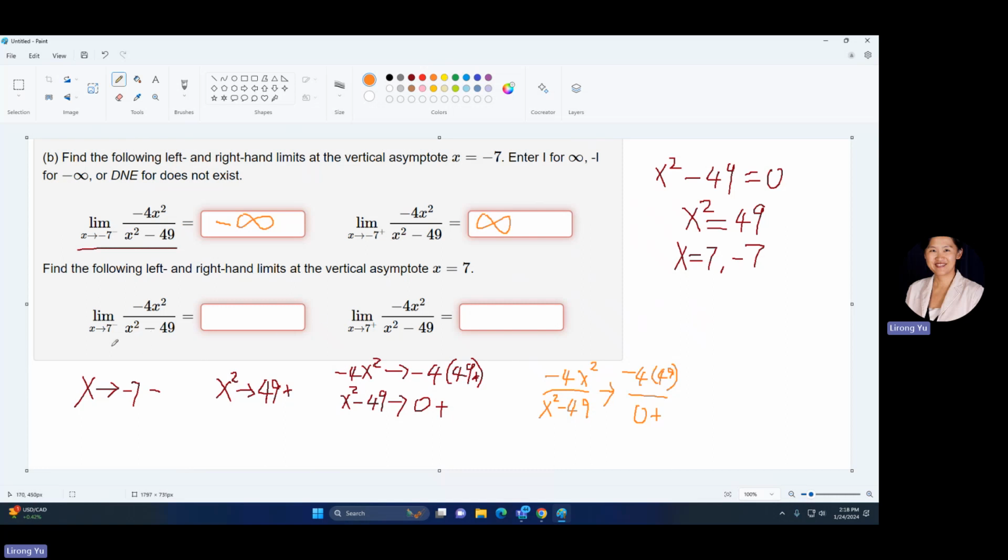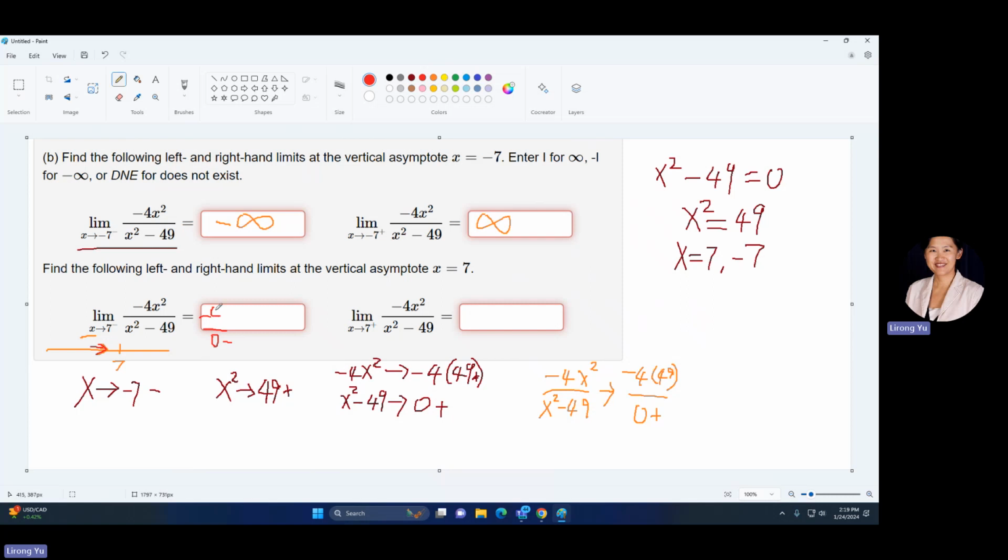The rest of it, this positive 7, is easier. If you're approaching 7 from the negative side, you're less than 7. If it's less than 7, then x squared minus 49 is less than 49 minus 49. It is approaching 0, but the denominator is approaching 0 from the negative side.